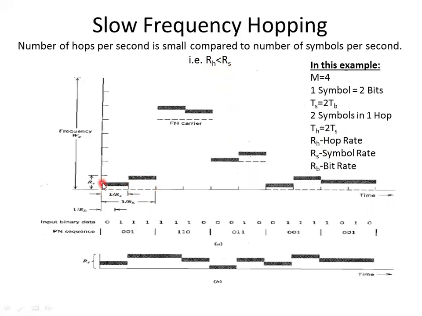Fine. So this is 1 over RS, which is equal to the symbol rate RS. Where will be the bit rate? Bit rate is only in one frequency, only one carrier from here to here. This complete thing is RS, the symbol rate. And what is WC here? This is the range over which the frequency hopping takes place.